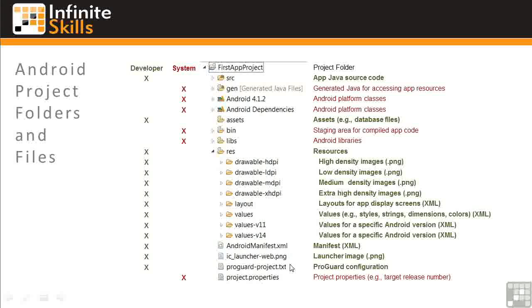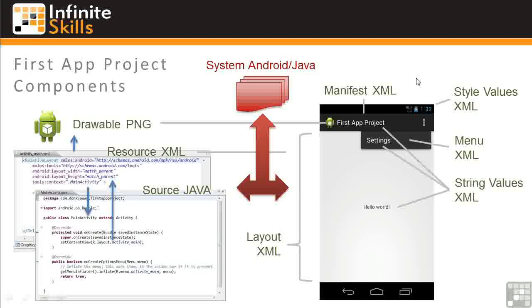Now let's look at a different graphic that shows how these folders and files relate to your screen design. On the right of this graphic, you see how various XML files relate to elements on a device screen. Manifest XML code provides global information about your app, such as the app name, shown here in the action bar. Style Values XML code controls the overall look and feel of your user interface. In your first app, you're using the Holo Theme Lite with dark action bars. Menu XML code controls the layout of the drop-down menu in the action bar.